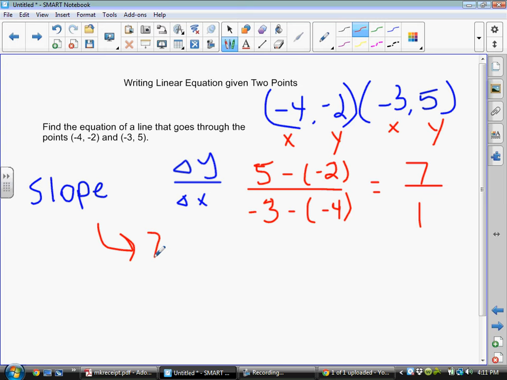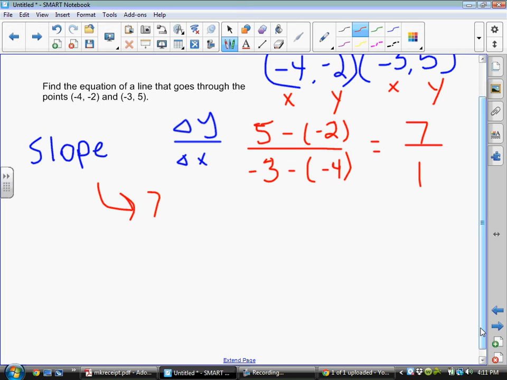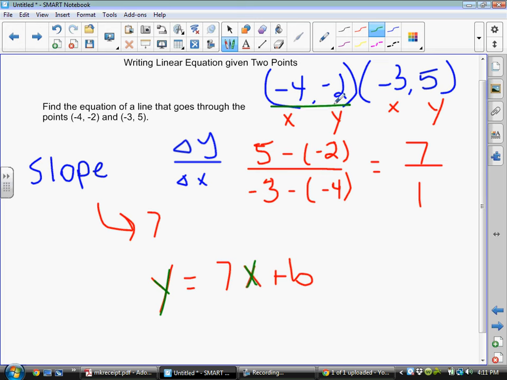So now I need to find my starting value or my y-intercept. So I'm going to plug in what I know so far. For my equation, I know y equals the slope, I found that to be 7, x plus b will stay the same. I need to find the starting value still, the y-intercept. So here's what we do. We're going to plug in one of the values of x and y into this x and y. Okay? So let's plug in this point, just for practice with our negatives.